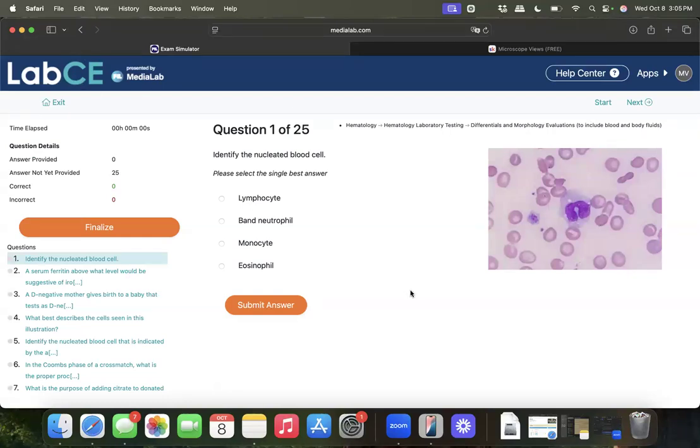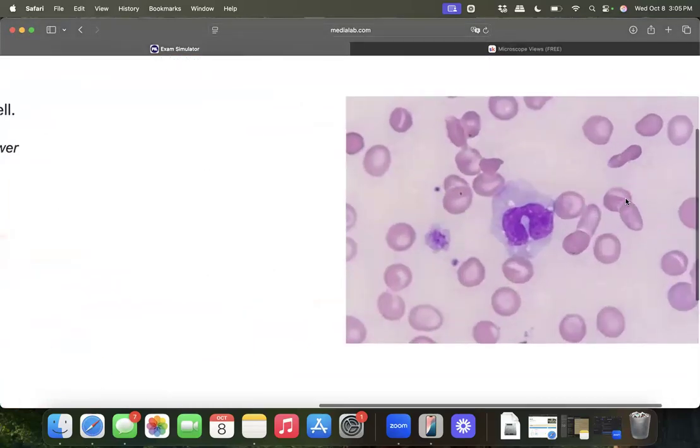All right, so the first question is identify the nucleated blood cell. Identify the nucleated blood cell. To describe it to you guys, if you are not on the actual Zoom right now, it is a larger pale blue ground glass cytoplasm, kind of lacy chromatin. What do we think that that is? You guys are saying band? This? We're calling a band?